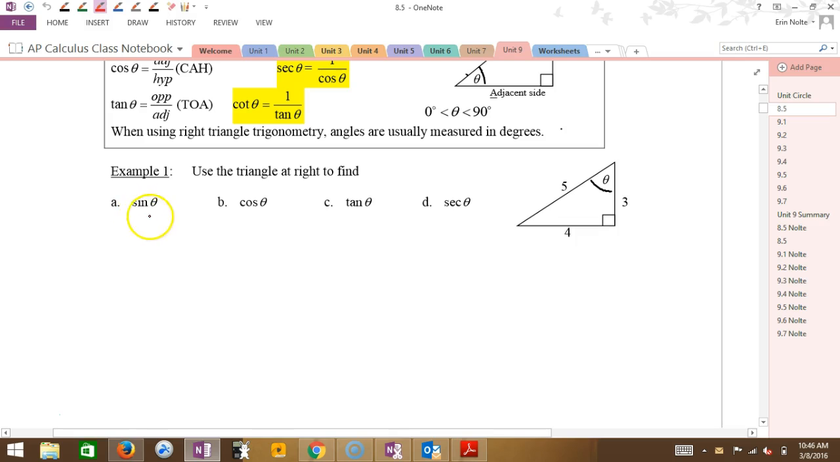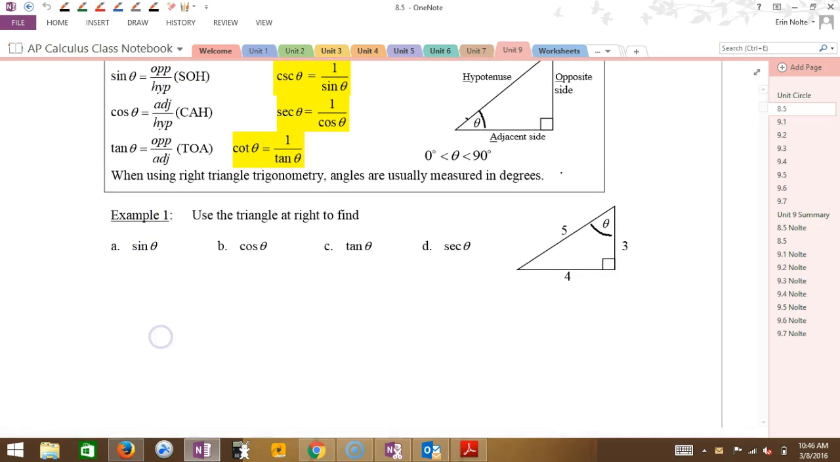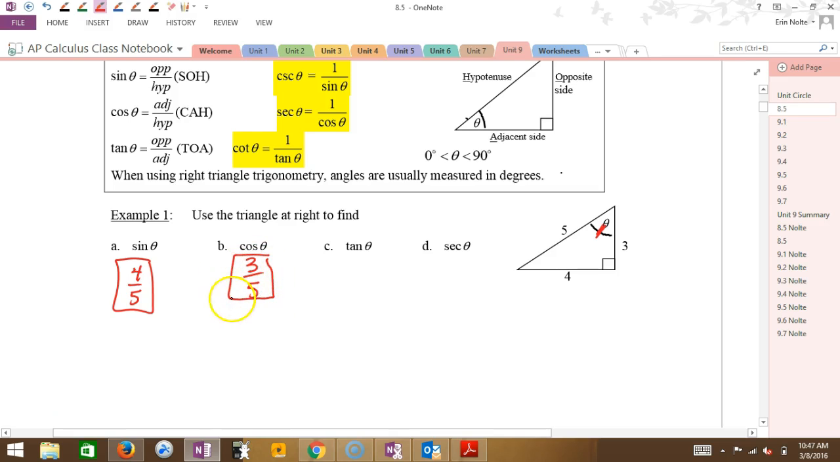Sine is going to be off of this angle. Sine is opposite over hypotenuse, so this is simply going to be 4/5. The cosine is adjacent over hypotenuse, which will be simply 3/5. We always want to check to see if our fraction can reduce, and in this case it can't. The tangent is opposite over adjacent, so that one's going to be 4/3.